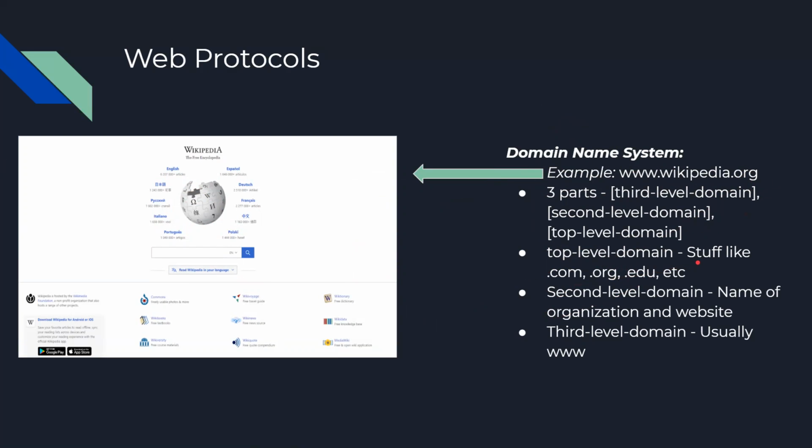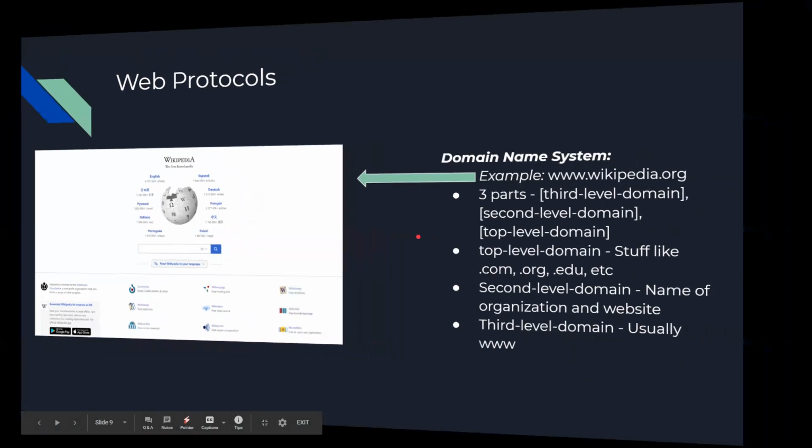The top level domain is stuff like .com, .org, .edu, .net, like anything with a dot and then after. Well, not anything, but like all of these. The second level domain name is the name of the organization in the website. This is probably the English part. If you want to search it up on Google, then you'll probably get a link to the actual website. And the third level domain is usually www. It stands for World Wide Web.